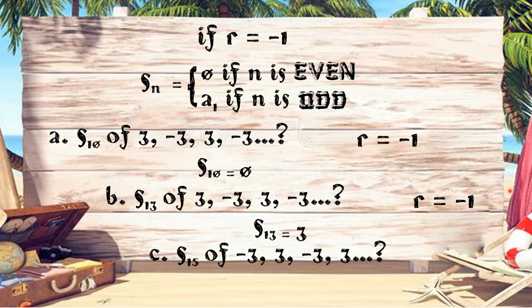Ayan. And example C, sum of the 15 terms of negative 3, 3, negative 3, 3. So again, the ratio is negative 1, and we are looking for S sub 15, and 15 is an odd number, therefore, ang sum niya ay kung ano yung first term, which is negative 3. Okay?